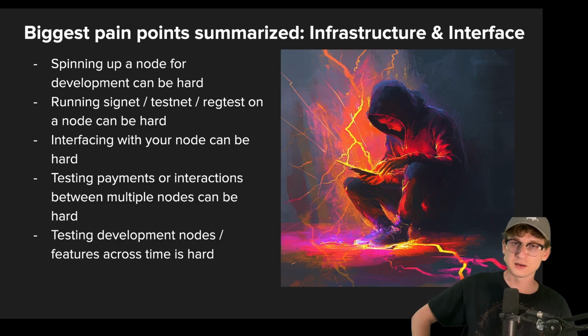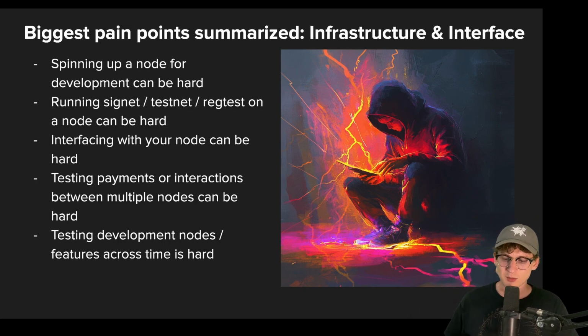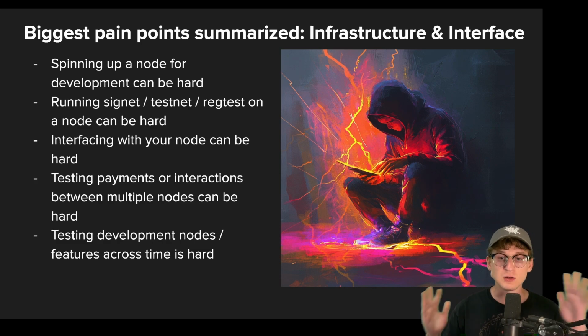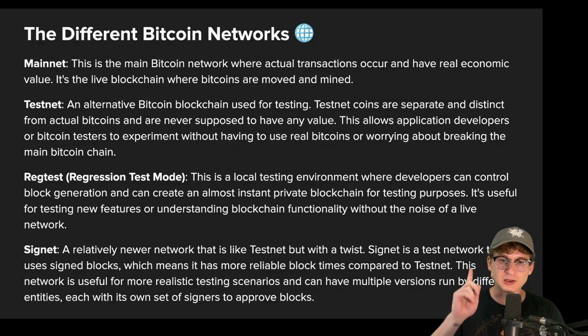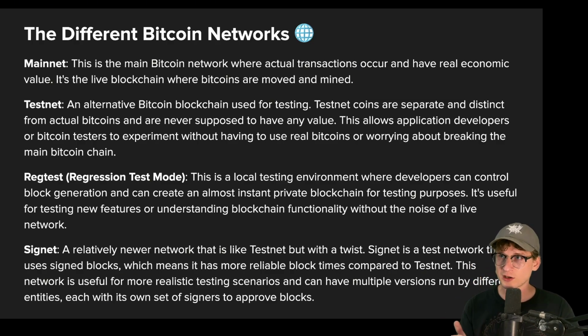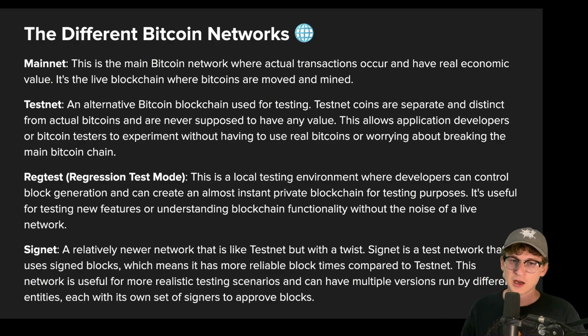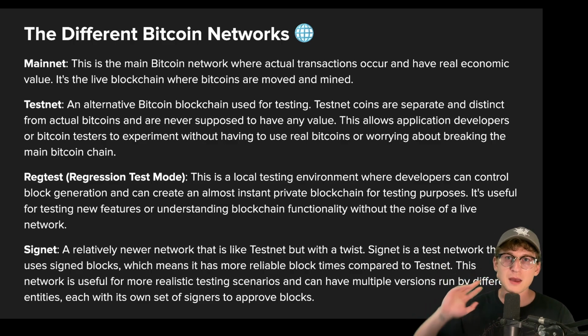So it's very difficult to set up. But of course, Voltage and MutinyNet help with all of these issues. But first, let's talk about the different Bitcoin networks. This is important. So the different Bitcoin networks, you have mainnet.